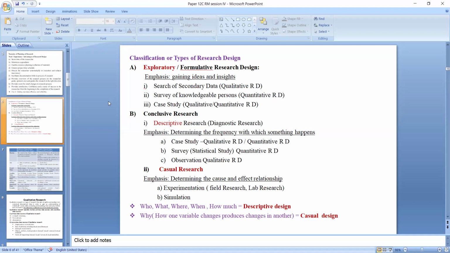Now the second type is conclusive research. Under that, there are 2 types. One is descriptive research, which is also called diagnostic research. When you say descriptive, remember it is the number. So the emphasis is on determining how many, the frequency with which something happens. So it can again be a case study, survey, observation, any method, but the focus is on the number.